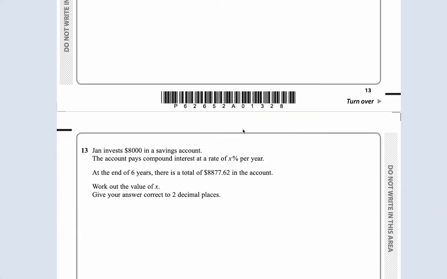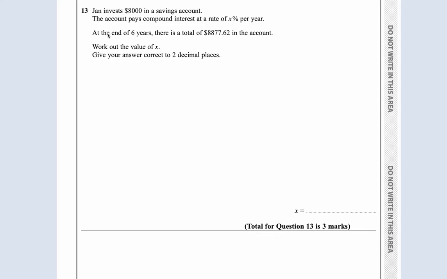Okay, question 13. Jan invests $8,000 in a savings account. The account pays compound interest of X% per year. At the end of 6 years, there's a total of $8,877.62. Work out the value of X.